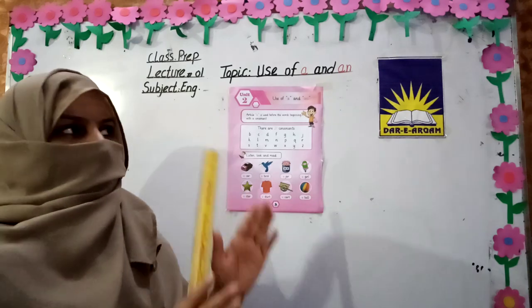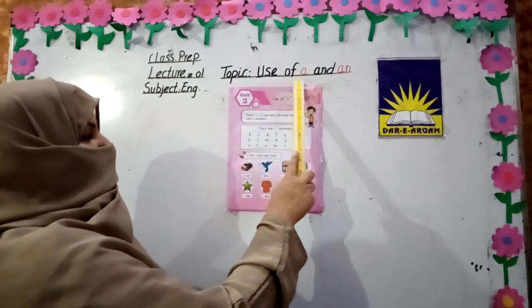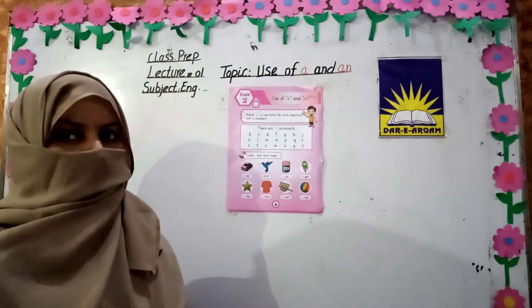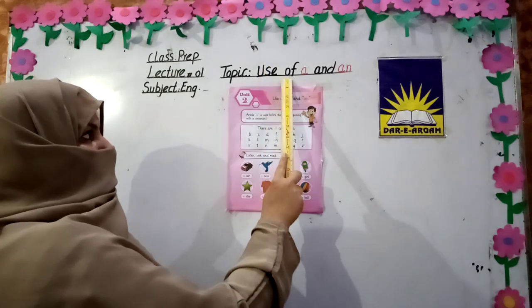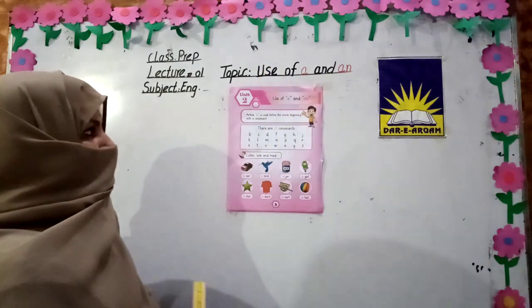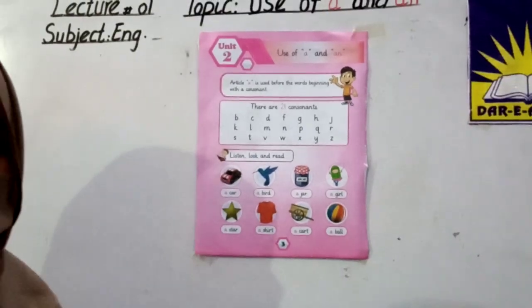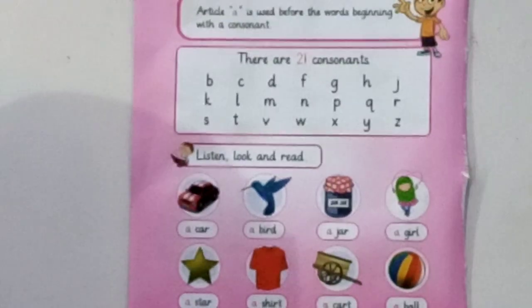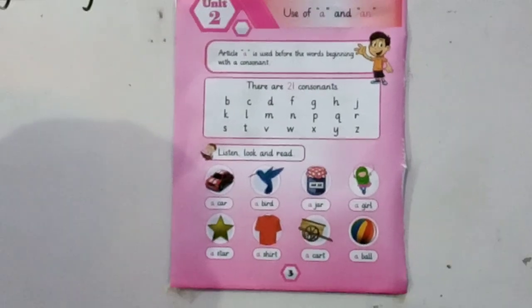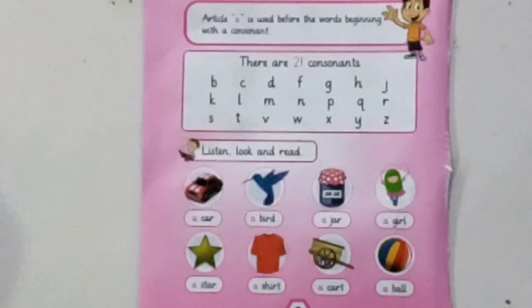Now friends, after phonic practice, we start use of a and an. This is unit period number 2 and page number 3. Quickly, take your notebooks and open page number 3. Let's start.